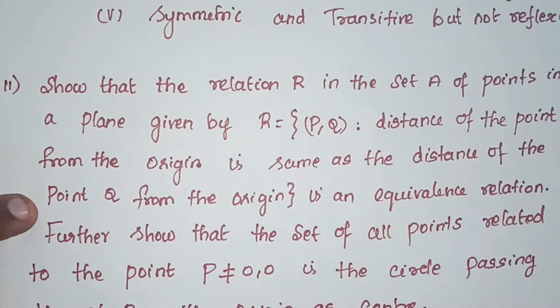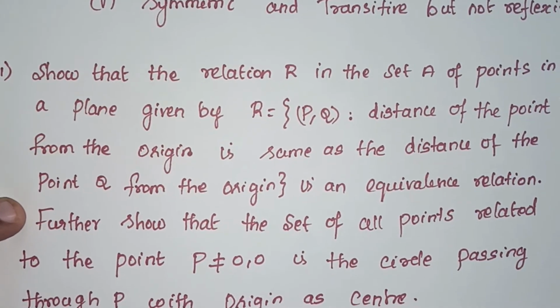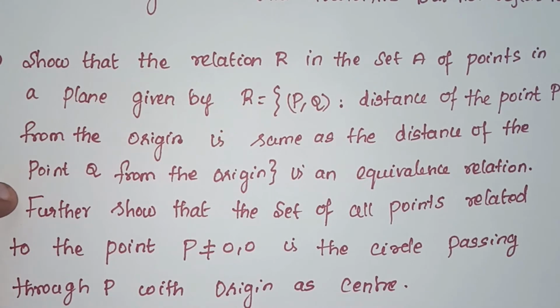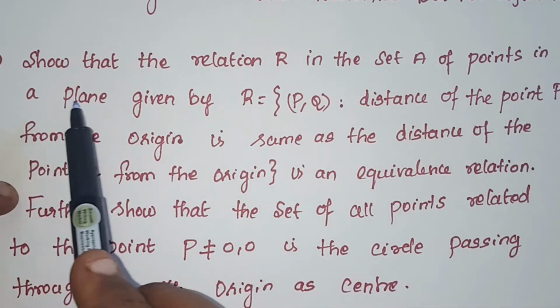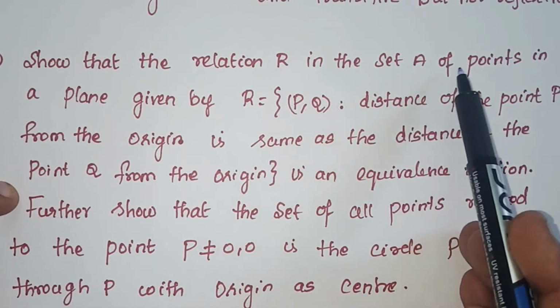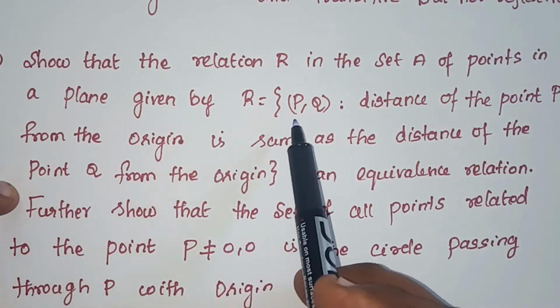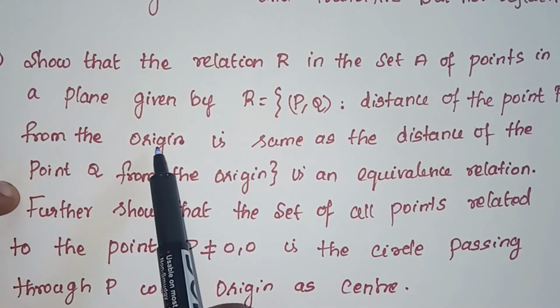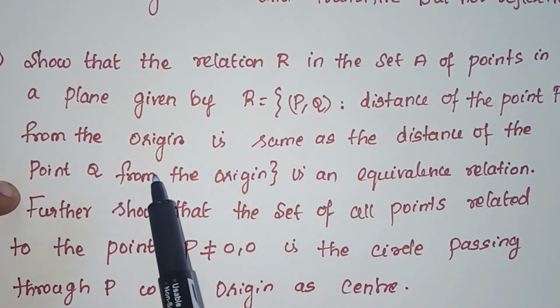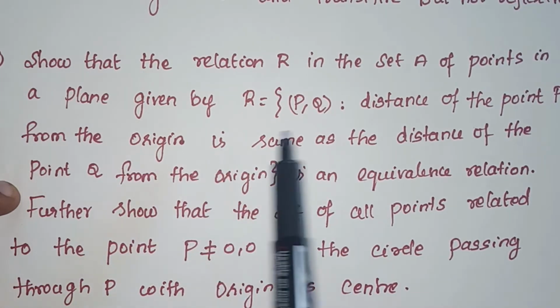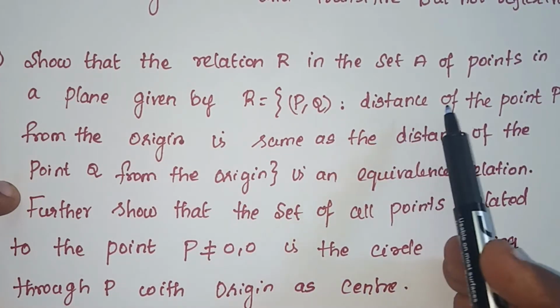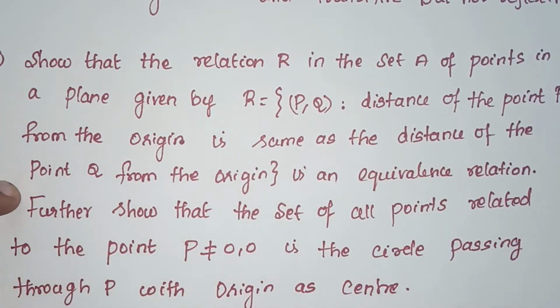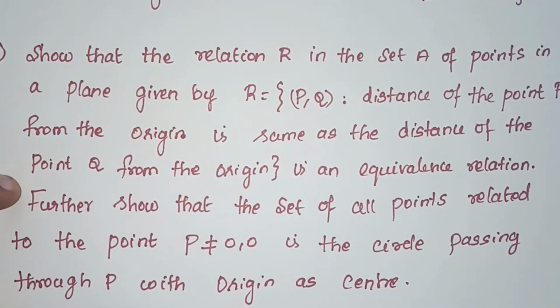So we will start from the 11th problem. First we will read this question. In this question, show that the relation R in the set A of points in a plane, given by R = {(P, Q): the distance of the point P from the origin is the same as the distance of the point Q from the origin}, is an equivalence relation.